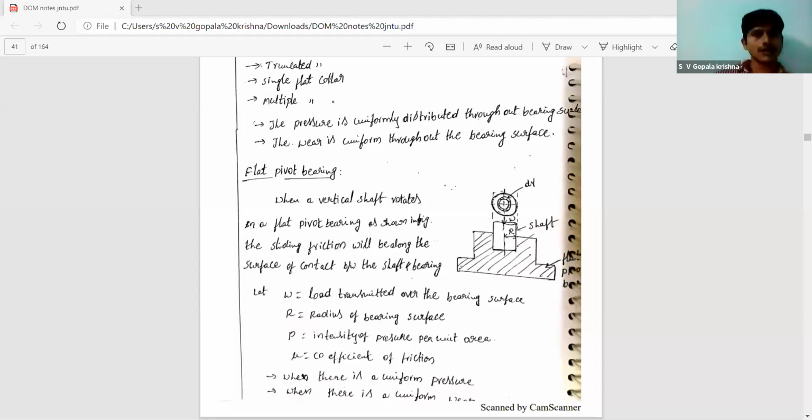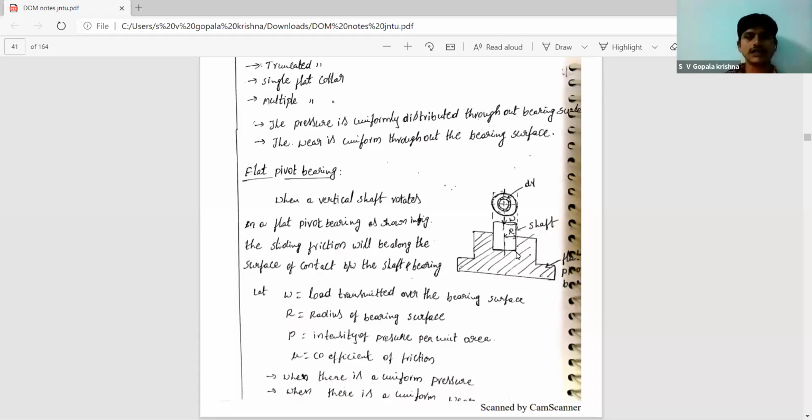So all of you observe this. From the pivot bearing point of view, that is the structure. There is a fixed element at the bottom, which carries a shaft. The edge of the shaft is in surface contact, at the end of the edge. That edge is flat, so the type of contact is the flat pivot bearing.